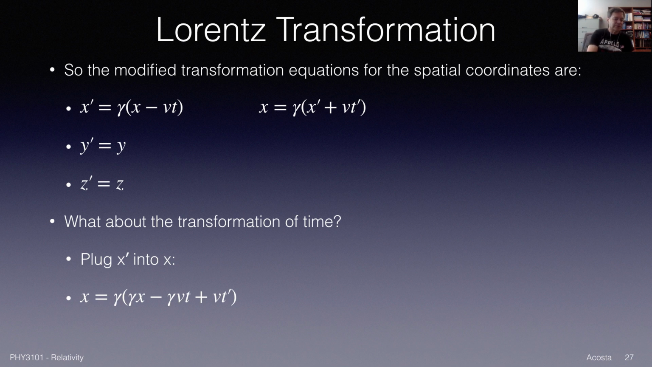And if we do so, I'm plugging the x prime equation into the equation for x. So I have x equals gamma, and then everywhere there's an x prime, I put gamma times (x minus vt), so there's the gamma x minus gamma vt, and then I have a vt prime that's added here. So that's plugging this x prime equation over here to the right.